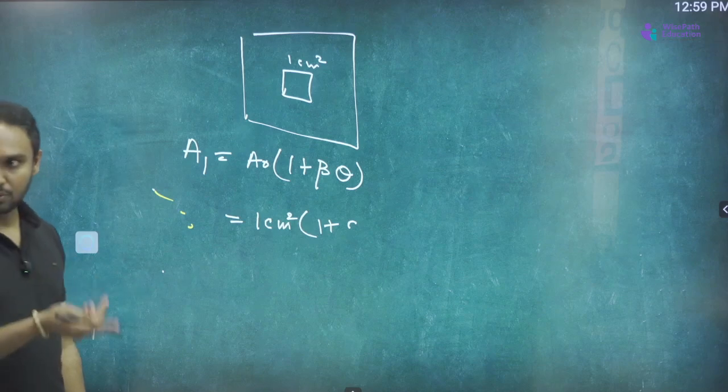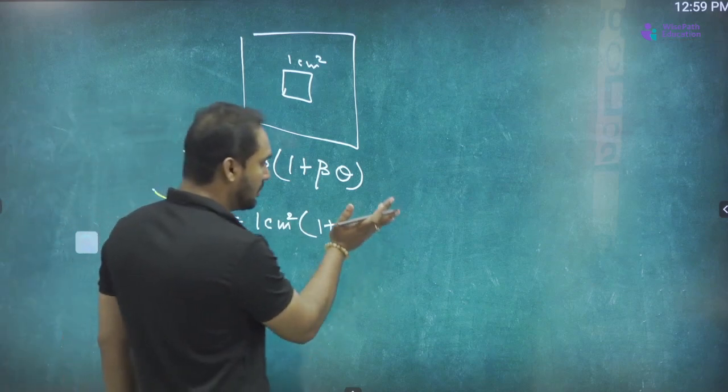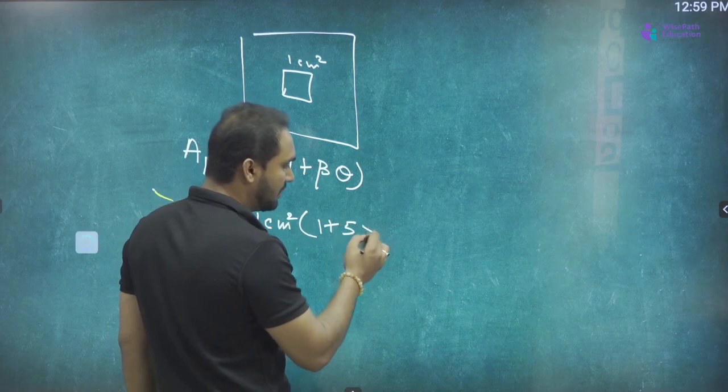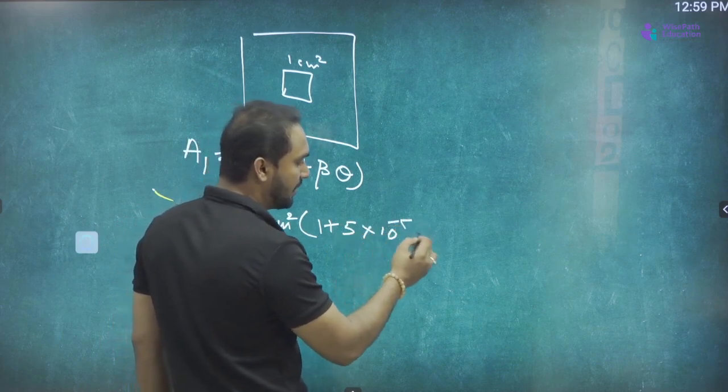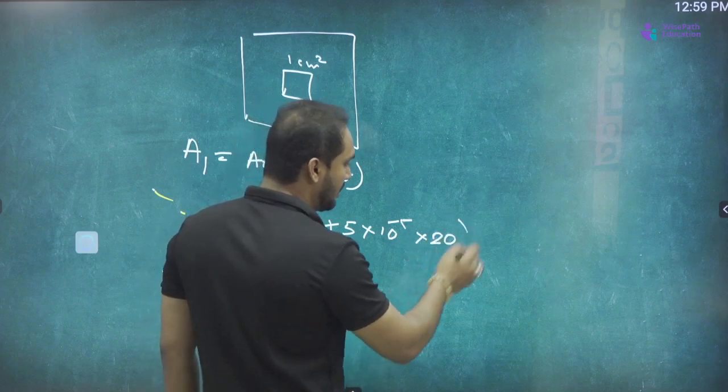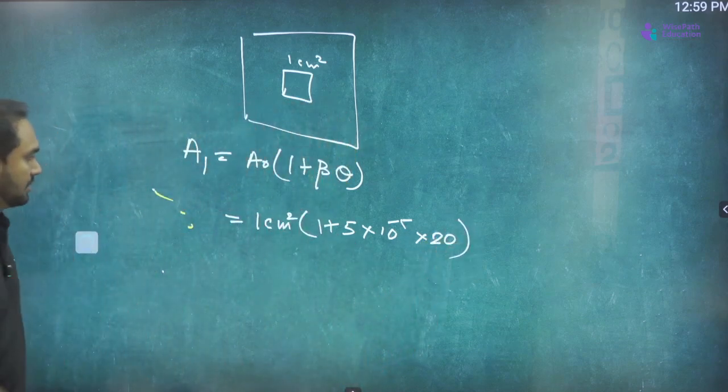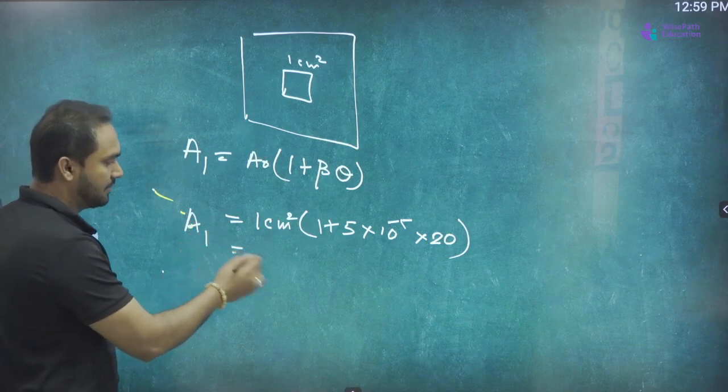Alpha, right? So it's 2 times this, 2.5 into 2. That will be 5 point, right? 5 into 10 to the power minus 5, and the temperature difference is 20 degrees. This is the whole thing. So you can find A1, right?